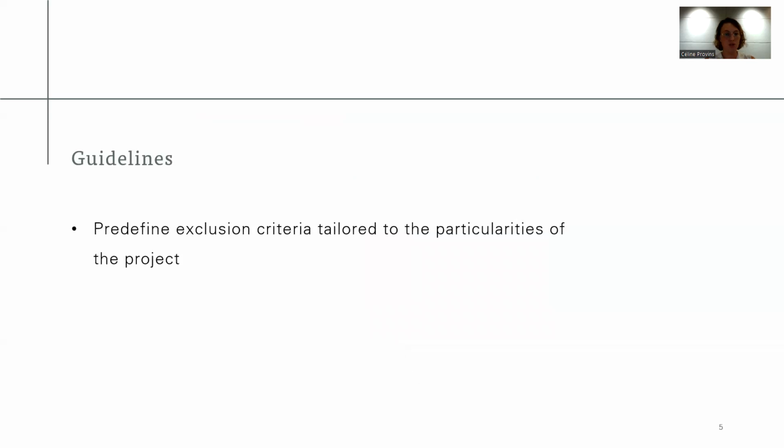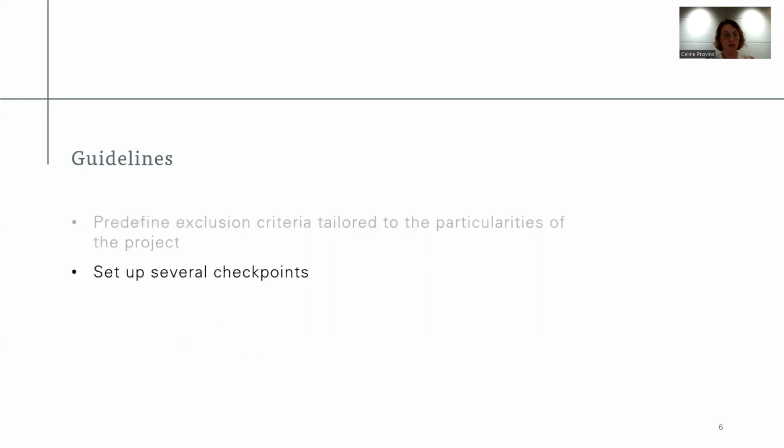So the first guideline is to predefine your exclusion criteria before you actually do the quality control. And it is very important that those exclusion criteria are tailored to the particularities of the project. Considerations that have an impact on which exclusion criteria you define are research questions, planned analysis, types of data available, for example. The second guideline is that it is important to set up several checkpoints along the workflow.